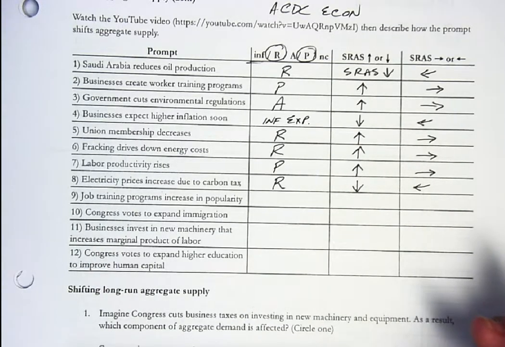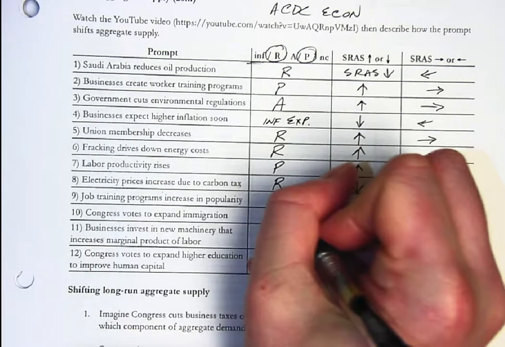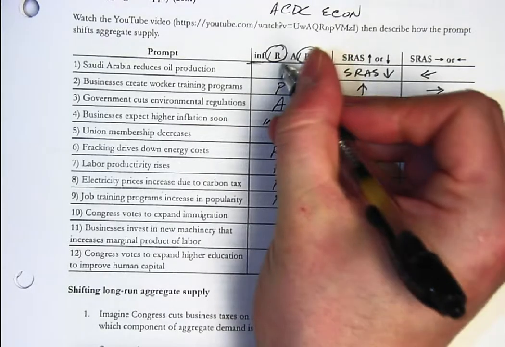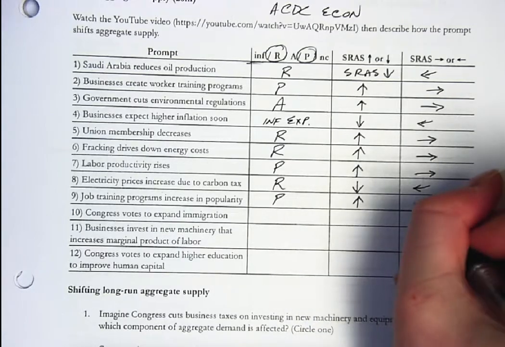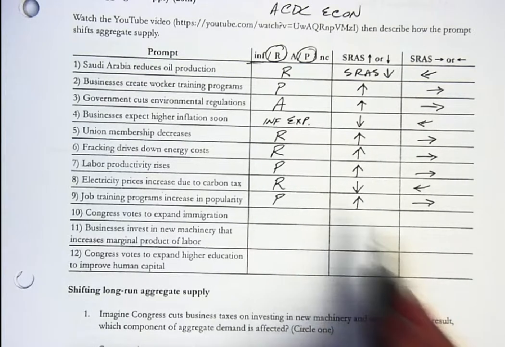Job training programs increase in popularity. Well, that's going to be productivity. Think about, is it going to affect resources, prices, or productivity? If productivity goes up, then we expect the SRAS to go up.